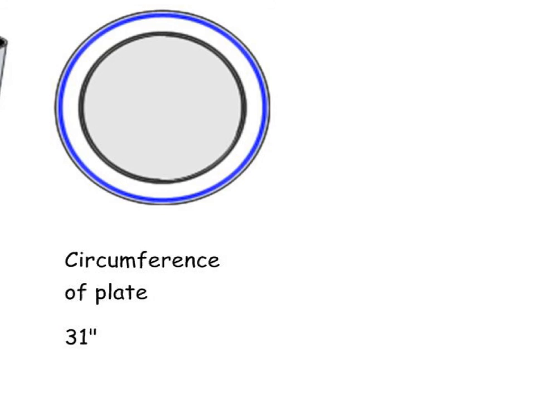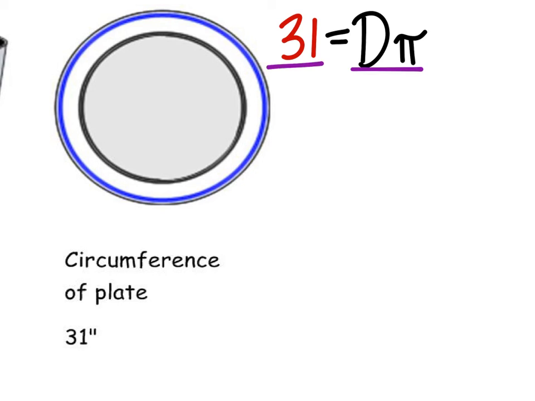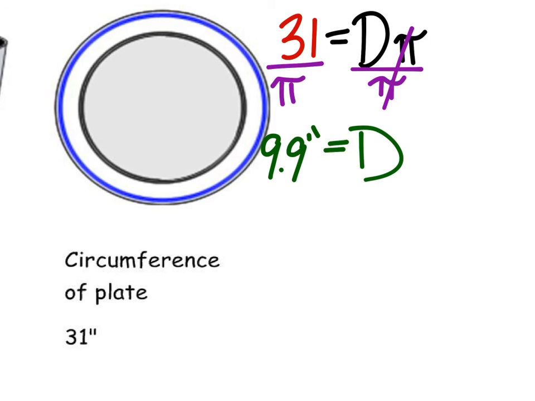All right, the plate. This one has a circumference of 31 inches. So my circumference, 31 inches, will equal the diameter times pi. To solve this, we divide both sides by pi, and then the pi's cancel, giving us just the diameter, which is 9.86. That would round to 9.9, and this one is in inches. So yep, that would be our answer right there: 9.9 inch diameter, approximately.